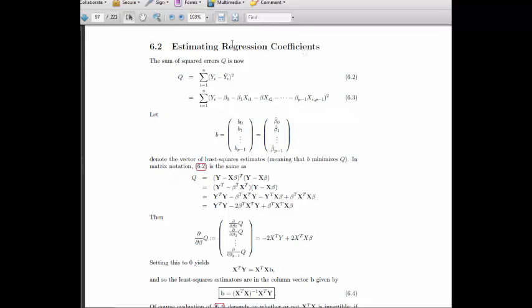Let's talk about estimating the regression coefficients. Remember, in simple linear regression, one response variable based on one predictor variable, y equals b naught plus b1 times x, it turns out that the slope coefficient equals r times sy over sx. And b naught, your intercept coefficient, turns out to be y bar minus b1 x bar, right?